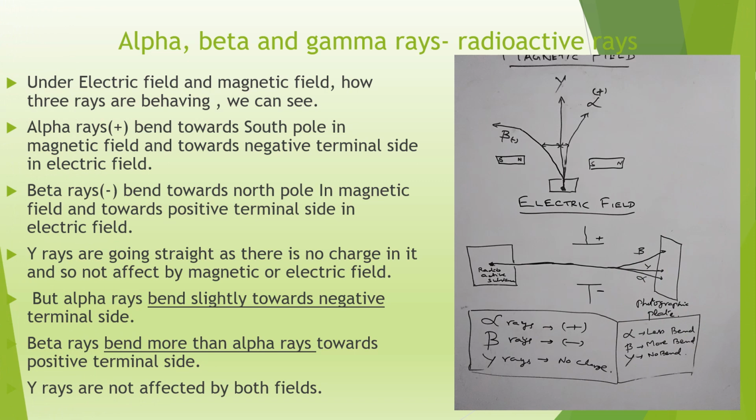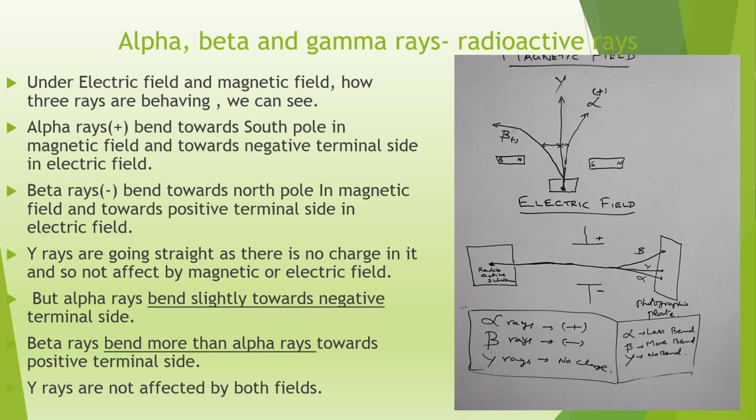Now we see how the three rays behave in magnetic and electric fields. See the picture. In the top picture, a magnetic field is given. Two magnets are on both sides and radioactive rays, alpha, beta, gamma, are coming out. Here, the alpha ray, which is positive, goes towards the south pole, the beta ray goes towards the north, and the gamma ray goes straight without any deviation. Here, alpha rays deviate less, but beta rays deviate more.